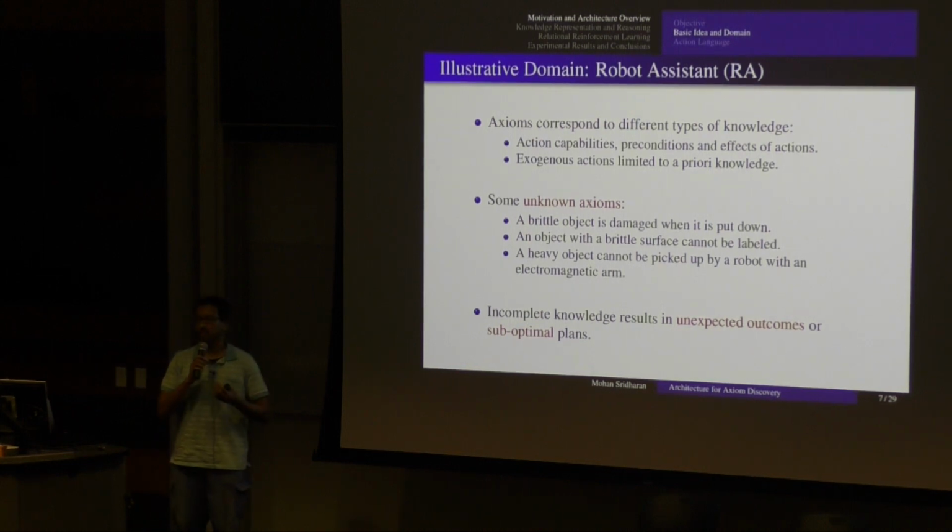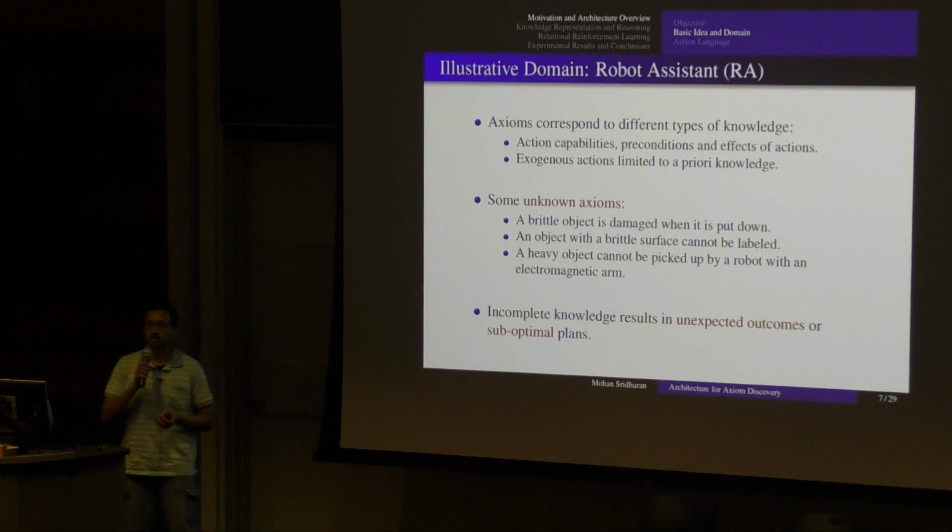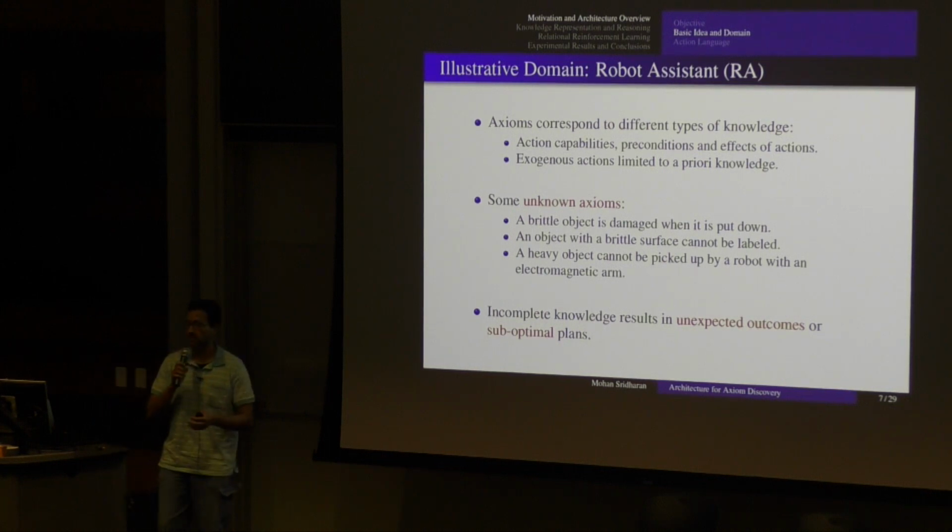So in this case, the robot may not know, for instance, that if it has an electromagnetic arm, it is unable to pick up a heavy object, or that a brittle object, if it tries to put it down, because of the way it puts it down, it's going to break, right? These are things the robot does not know, for instance.